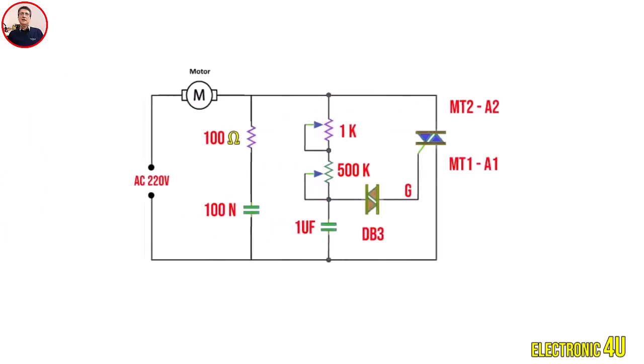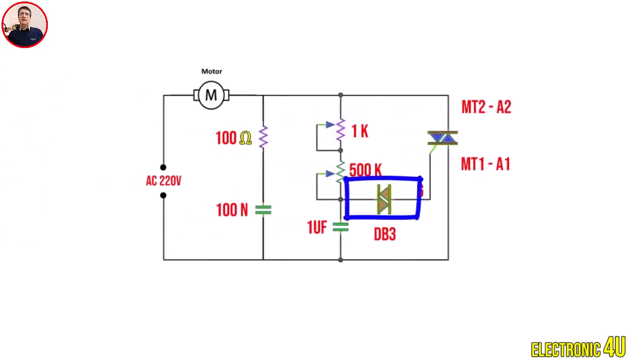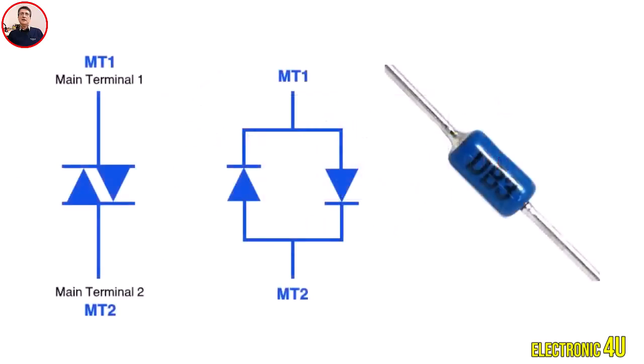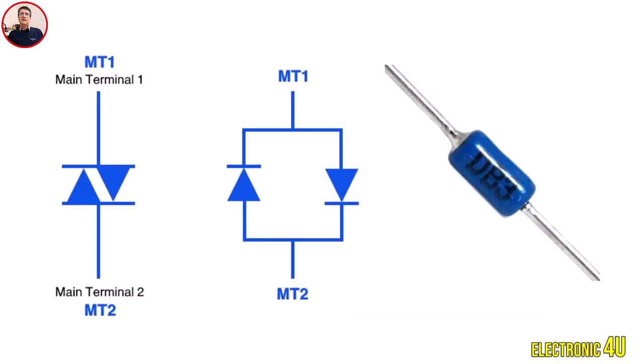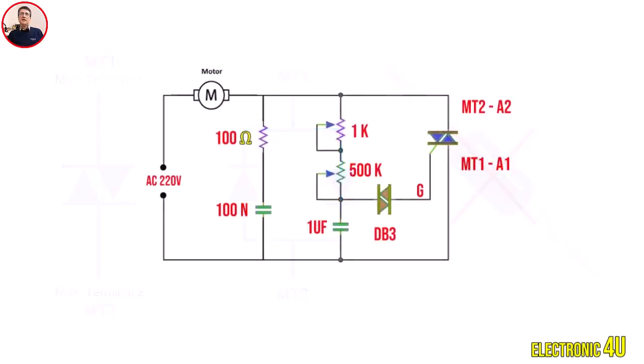Now, why is a diac typically used to trigger the triac gate? As we said, the diac conducts at a specific breakover voltage, usually around 30 to 35 volts, and sends a current to the triac gate. When the voltage across the diac, and therefore the current through it, decreases after triggering the triac, the diac returns to its non-conducting or off state. Furthermore, the diac is a symmetrical component, meaning it behaves the same way in both directions, for both the positive and negative half cycles of the AC voltage.